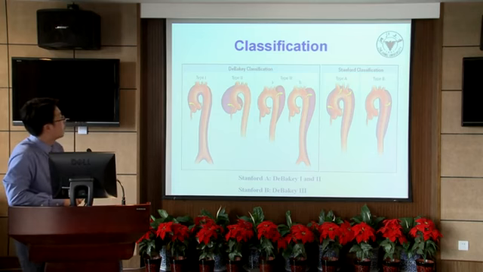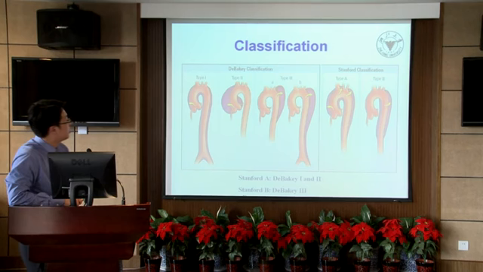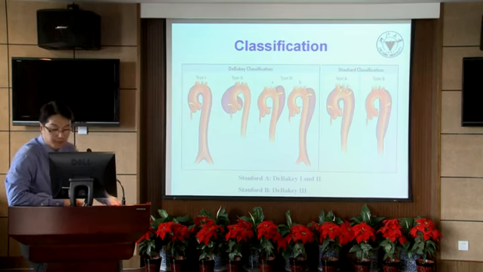The other is the Stanford classification, type A and type B. Type A, the intimal tear is on the ascending aorta. Type B, the intimal tear is on the descending aorta.